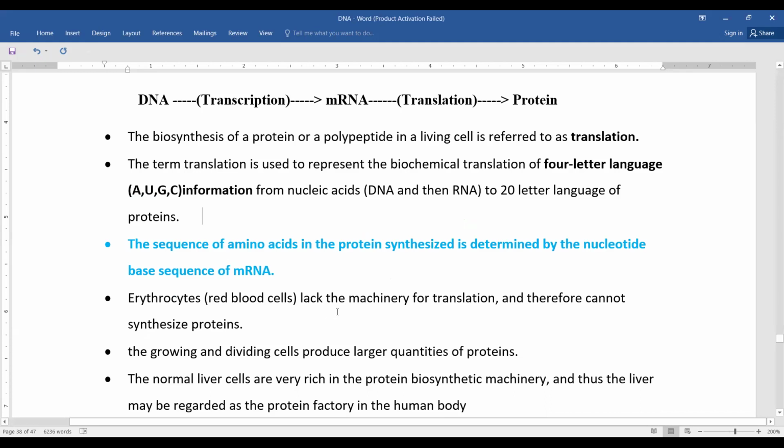Okay, but in the whole, that is the concept of translation.